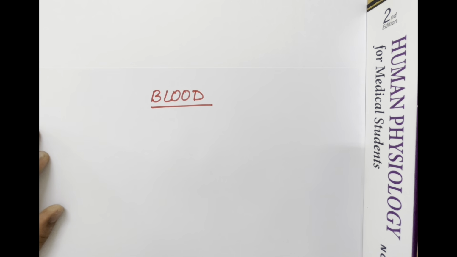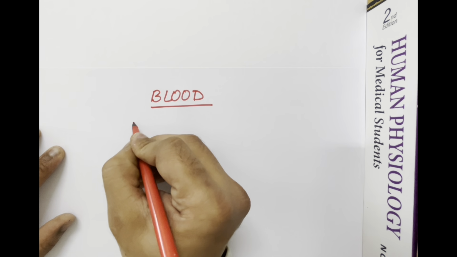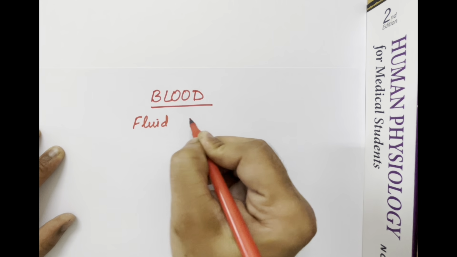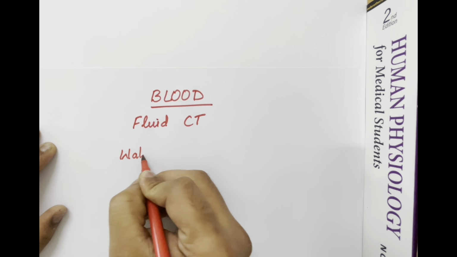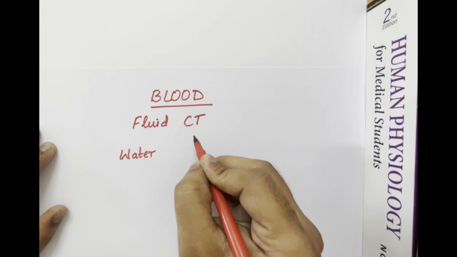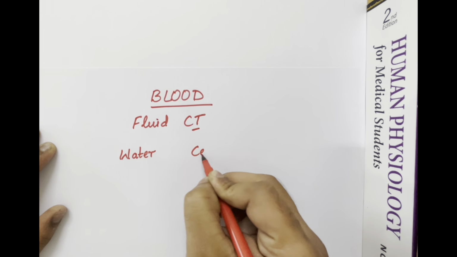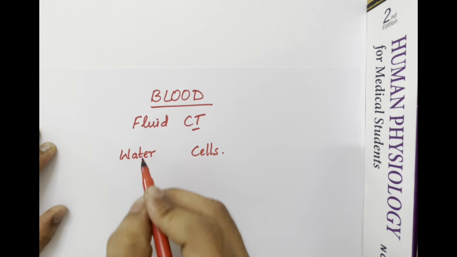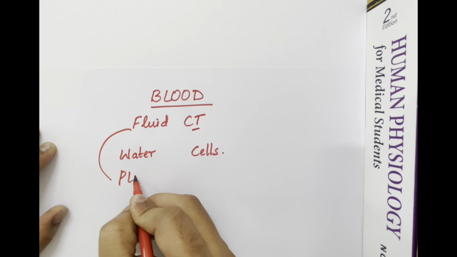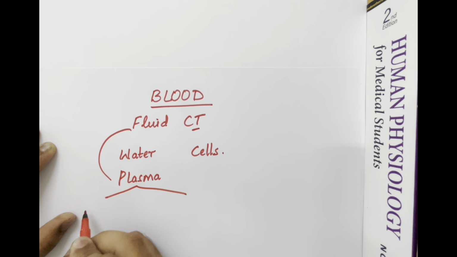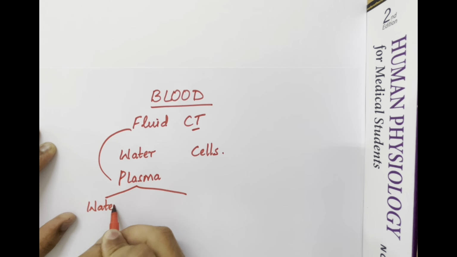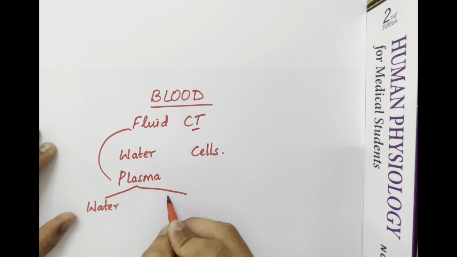What is blood? Blood is a fluid connective tissue. Why is it fluid? Because of the presence of water, the blood is fluid, and it is also called tissue because the blood consists of cells. The fluid portion of blood is plasma, and the plasma is made up of mainly water and water soluble substances.